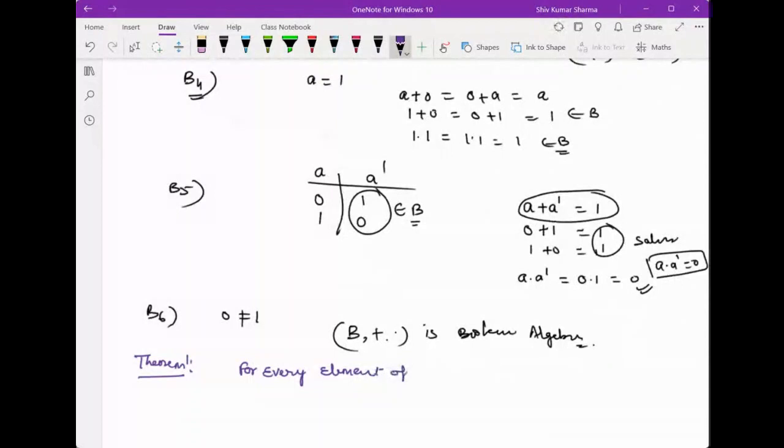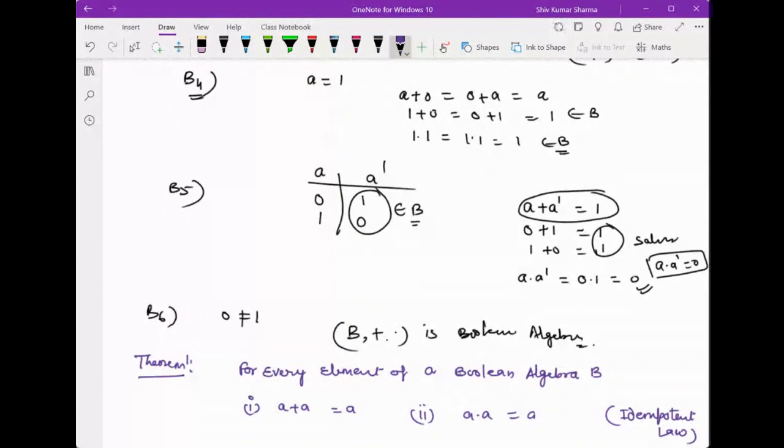For every element A of a Boolean algebra B, first A plus A equals A, or second A into A equals A. This is also called the idempotent law.